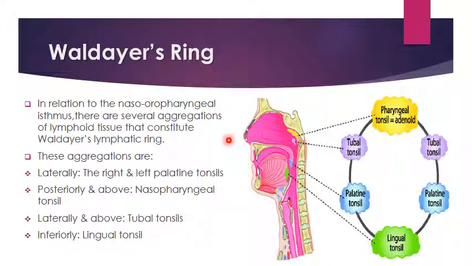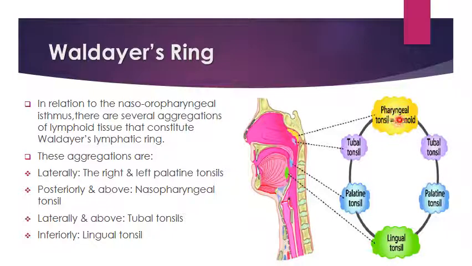Waldeyer's ring. As I have already told you in the beginning of this lecture, in relation to the naso-oropharyngeal isthmus, there are several aggregations of lymphoid tissue that constitute Waldeyer's lymphatic ring. These aggregations are laterally the right and left palatine tonsils, posteriorly and above the nasopharyngeal tonsils, laterally and above the tubal tonsils, and inferiorly the lingual tonsil.